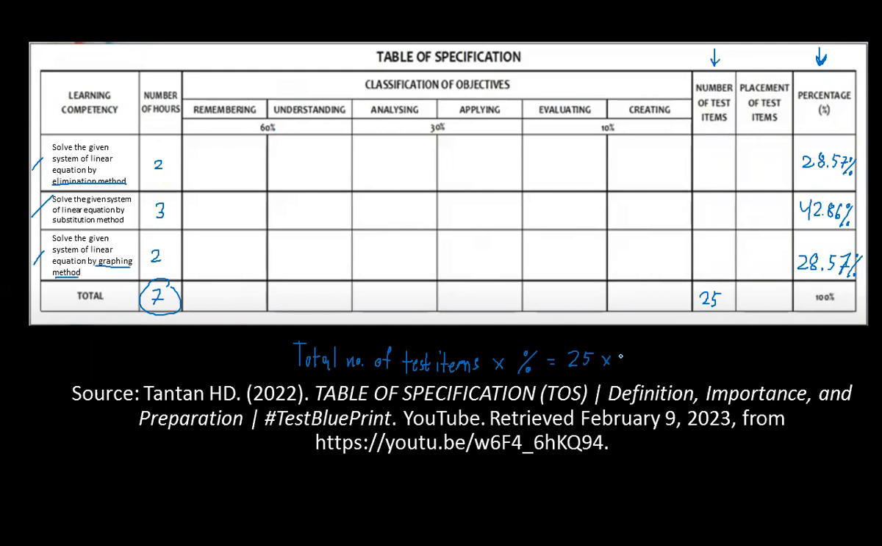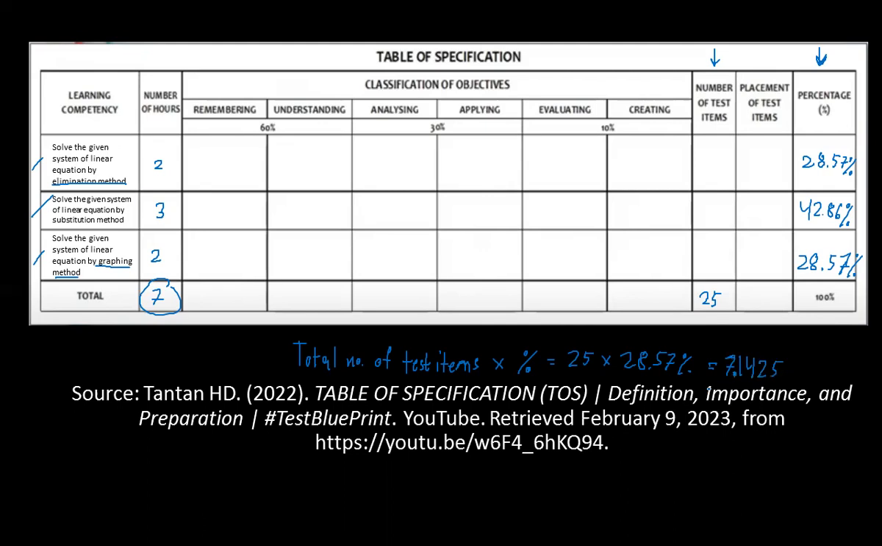So, yung percentage niya ay 28.57%. So, let's get the answer for this one. Sorry, excuse me. 25 times 28.57%. So, in here, dito, 25 times 28.57%, you have exactly 7.1425.